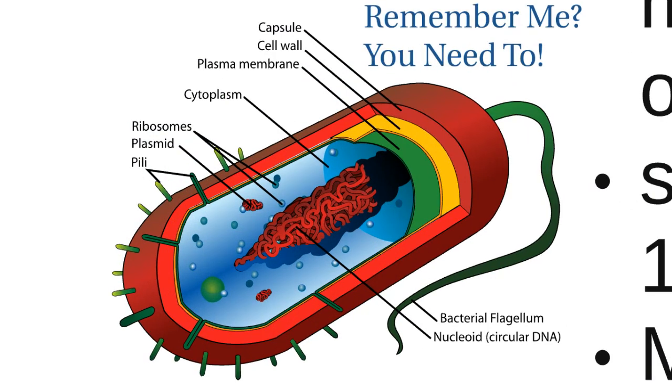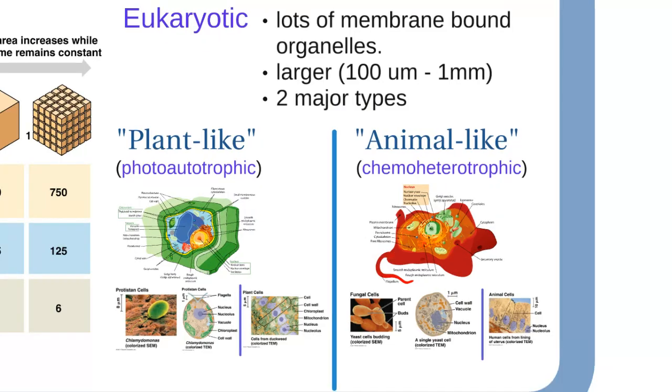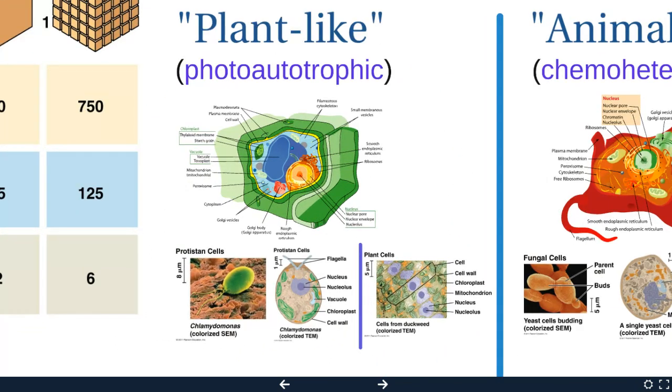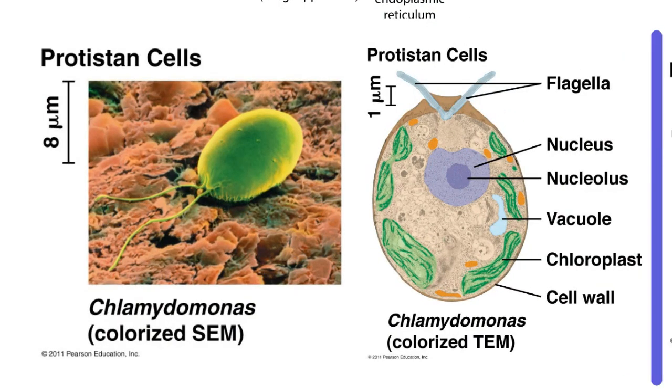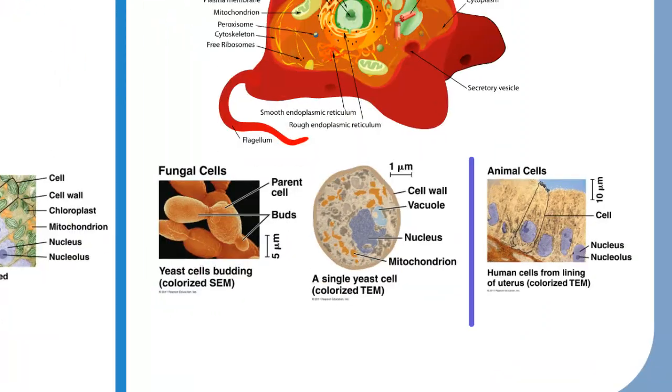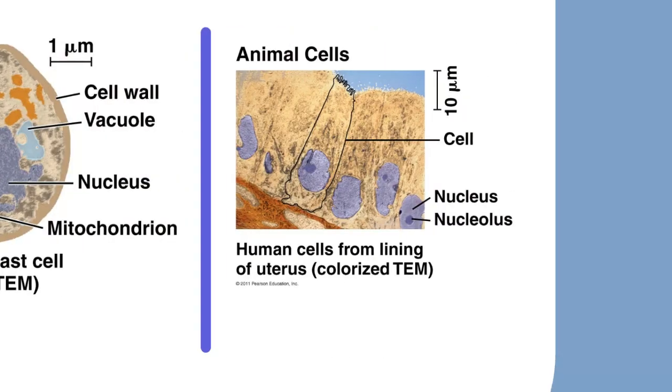Okay, so hopefully you remember this picture from general biology. Eukaryotic cells are ones with lots of membrane-bound organelles, larger, and there's two major types: plant-like, photoautotrophic, and animal-like, chemoheterotrophic. Okay, photoautotrophic, it's able to make its food from light. This one, it makes its energy from other organisms, other substances. Protocells fall under plant-like cells. Fungal cells fall under animal-like cells.